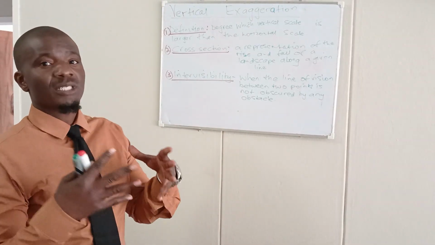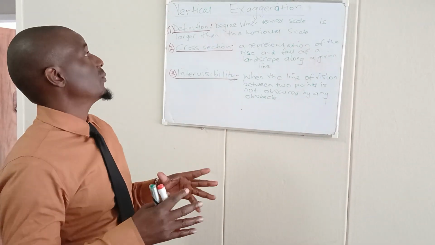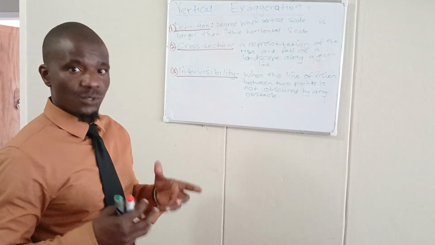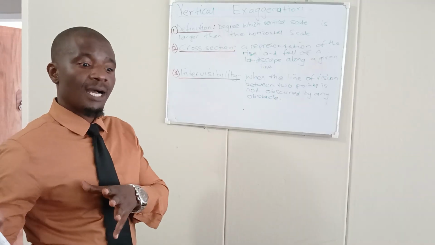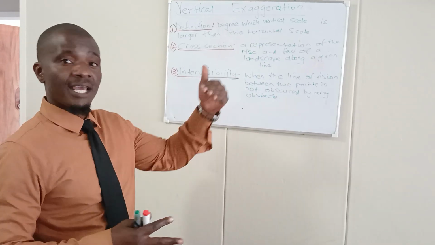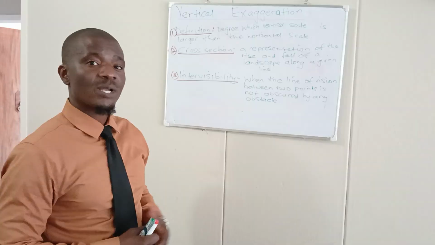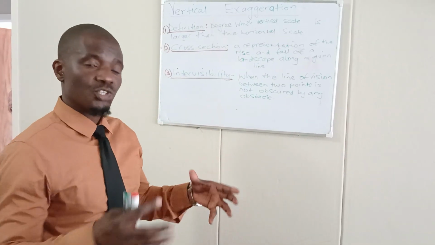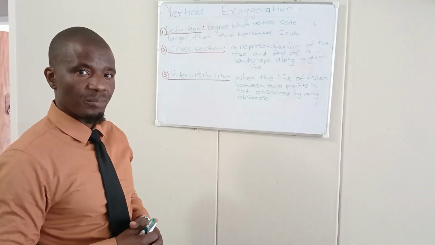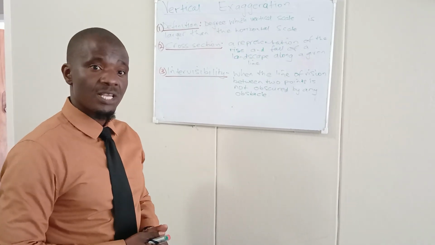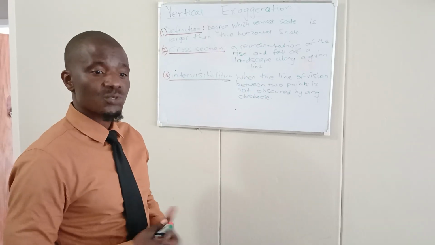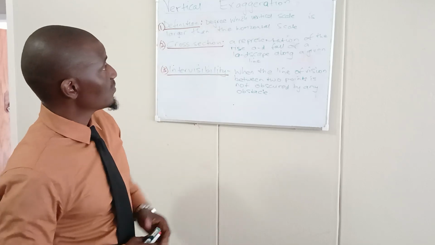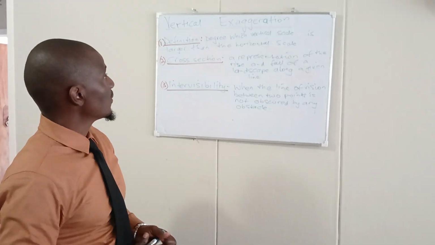We cannot talk about vertical exaggeration without considering our vertical and horizontal scale. I'll move to a stage where I demonstrate what our vertical scale and horizontal scale are. In most cases, the horizontal scale is the scale shown on the map. If it's a topographical map, we use 1:50,000. If it's an orthophoto map, we use 1:10,000. So it's the degree to which vertical scale is larger than the horizontal scale.